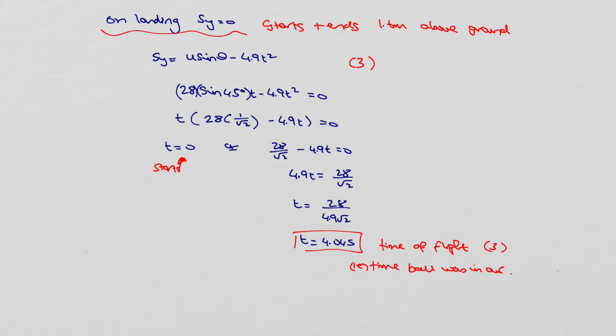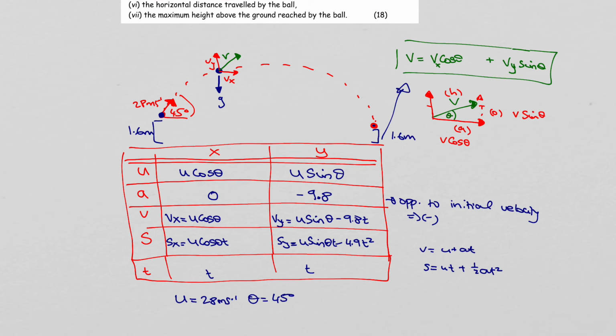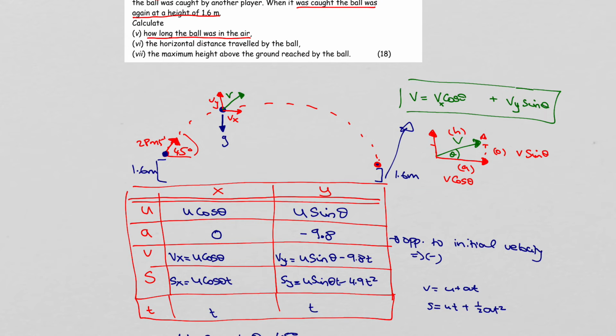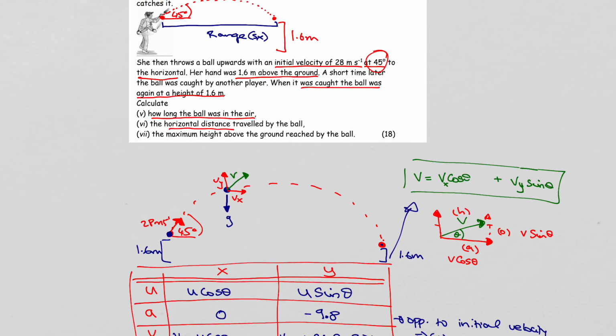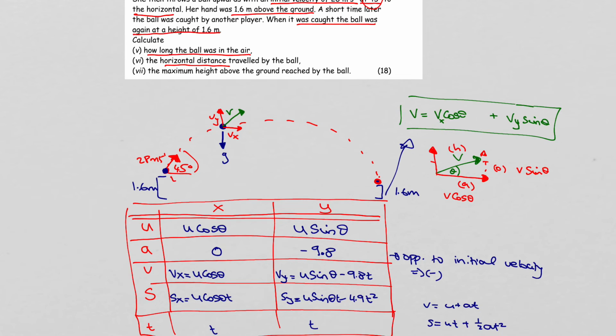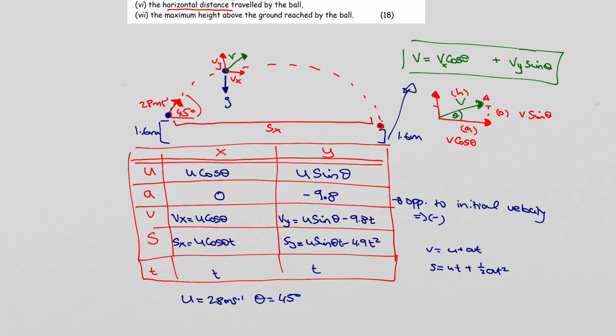Okay, so the second part of the question then for this calculation says, what is the horizontal distance travelled by the ball? So that's our displacement in the horizontal direction. In other words, if I go back up to this diagram here, that's our range. So in other words, the distance travelled in the x direction is the horizontal direction. So that's s of x, okay? So s of x we saw was u cos theta t.